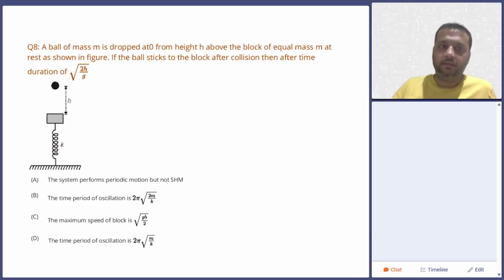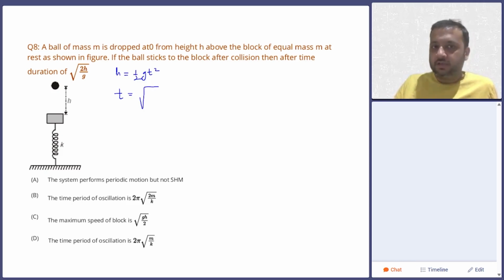Here, basically there's a ball which has been released from a height h, and it strikes the block and sticks. So we have to comment upon the situation after the ball sticks to the block. The ball will reach the block in a time of root 2h by g, because h is equal to half gt square. You might recall this from kinematics. So at the moment t equals root 2h by g, the ball will hit the block.